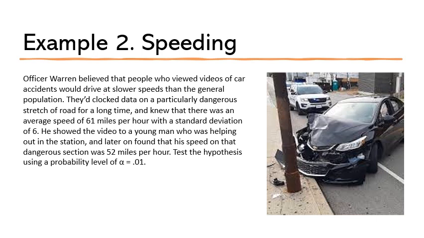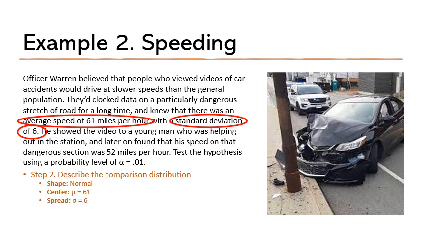So here we don't have mu and sigma given, but we can still see in the problem that we have to infer a little bit. They'd clocked data on that road for a long time and knew that there was an average speed of 61 miles per hour with a standard deviation of 6. So we have to dig a little deeper, but there's the information. We know that this 52 miles per hour isn't what we're looking for because this is just the speed of that one young man. So in this problem, the comparison distribution would be described as normal. With the center, we'd write mu equals 61, sigma equals 6.